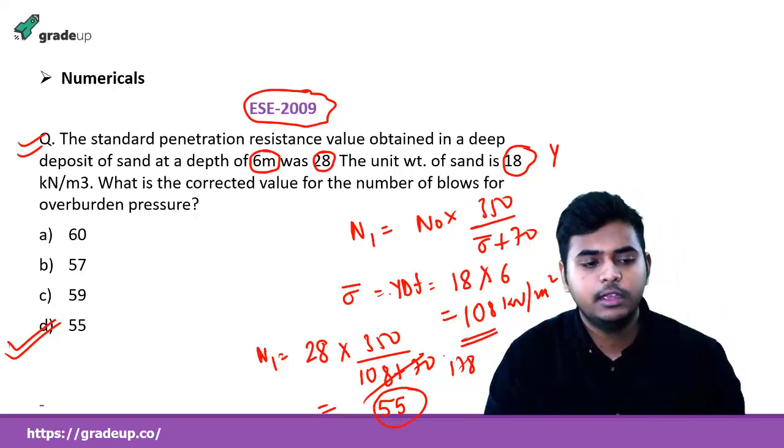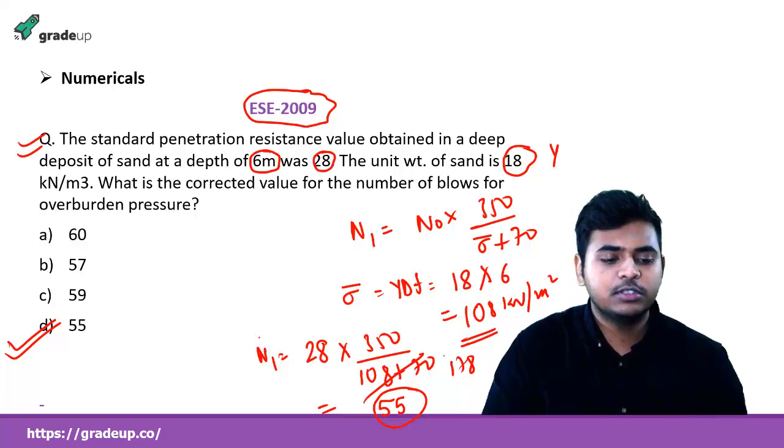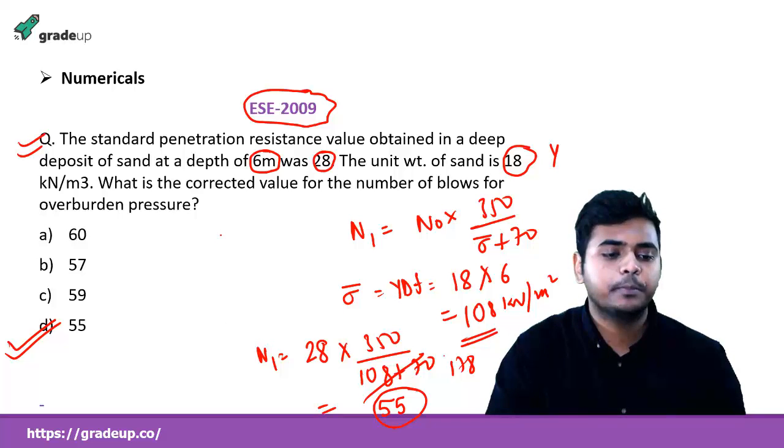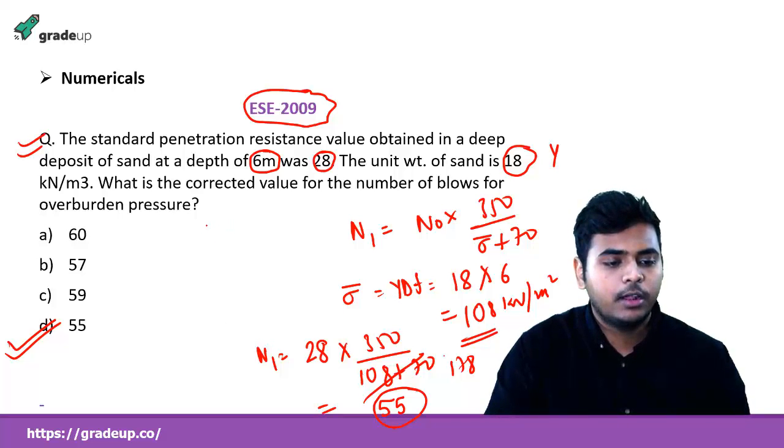Hope this is clear. And if dilatancy correction is given, you have to use this N1 value and use that formula for dilatancy correction. It will only be used when the N1 value is greater than 50.